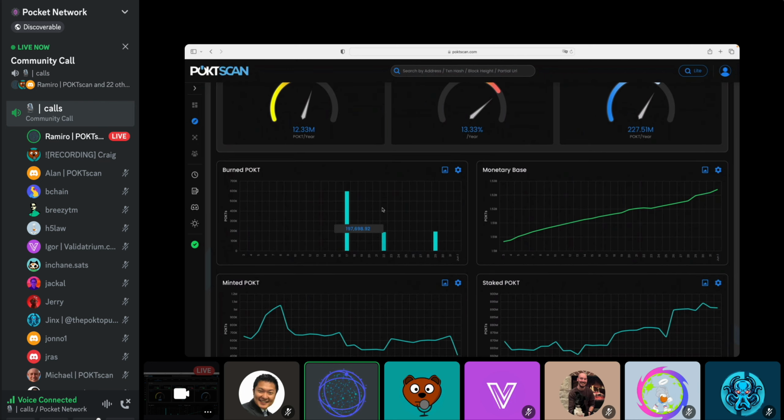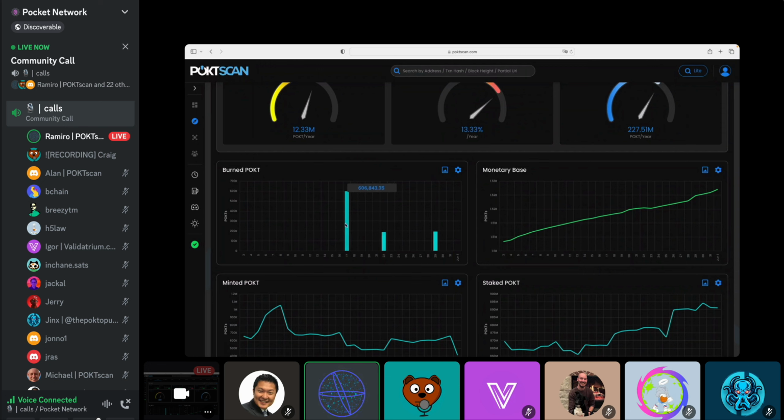The first one is the burn POKT. We use bar charts for this since the burning is not on chain. It's actually done off chain by the DAO and manually in periods of a week. We decided to use bars to represent it. So we can see the three burning transactions that we have today.